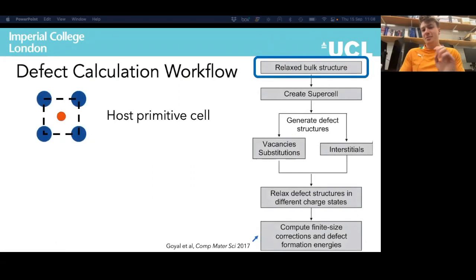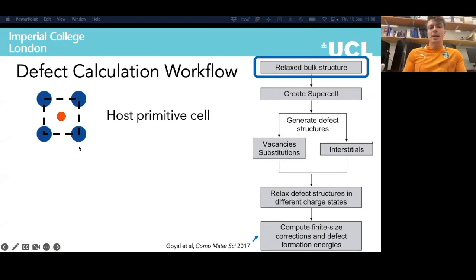So to start, I'll give a reminder of the widely used supercell approach, which is what we use when calculating point defects in solids. We start with our relaxed crystal structure of the host material, or a host primitive cell that we've relaxed and determined the equilibrium lattice constant.